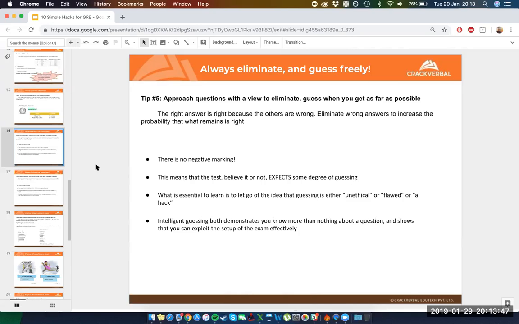Or keep that in mind when you approach the quant section as well. There's no penalty for guessing, so we want you to guess. The test expects you to guess. And what you can do is guess intelligently so that you can use guessing to your advantage.